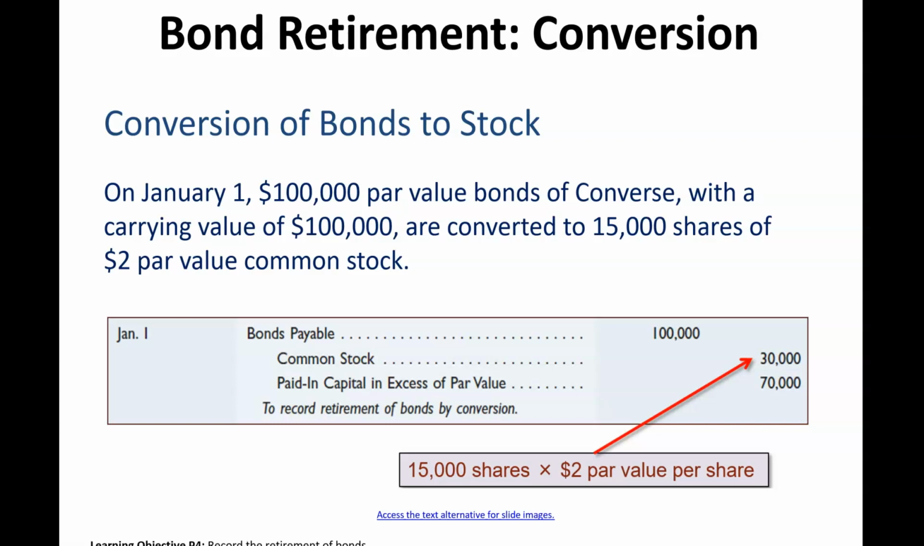So, you know that with common stock, you can only put up to par value in common stock, and anything over par value goes into paid in capital in excess of par value. In this case, par value is $2, and they're converting their $100,000 bond to 15,000 shares of $2 par value. 15,000 shares times the $2 par value is $30,000. Bonds payable is worth $100,000. Which means $70,000 is paid in capital in excess of par.